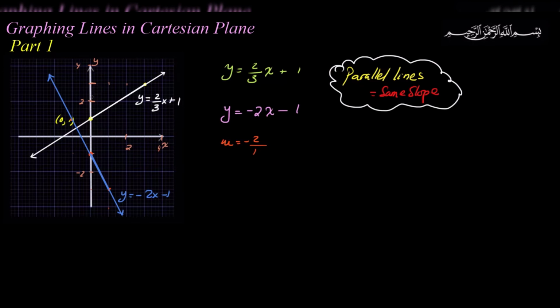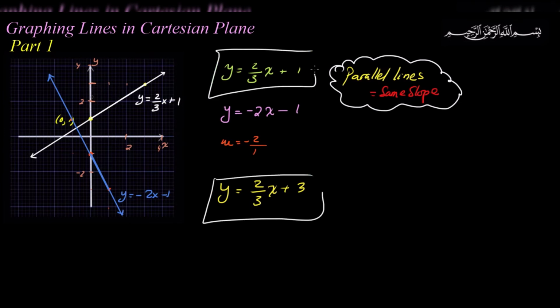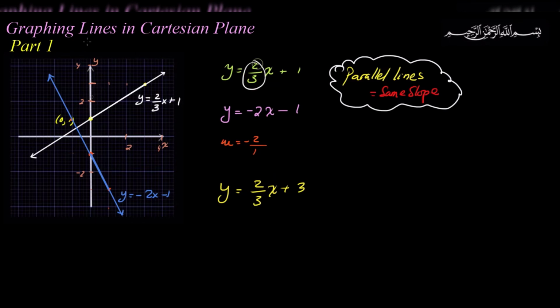If I give you another line, for example, y is equal to 2/3 x plus 3, and you compare it to this one, these 2 lines have the same slope, don't they? The slope here is 2/3 and the slope here is 2/3, right? But they have different y-intercepts. So these are parallel lines.